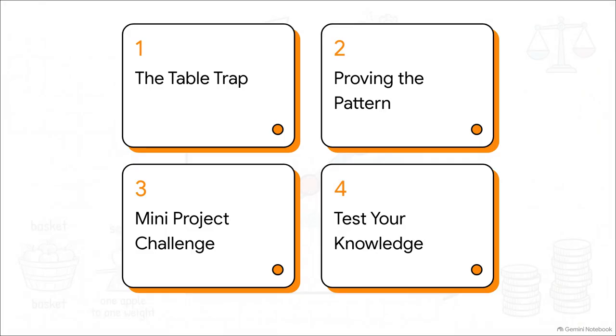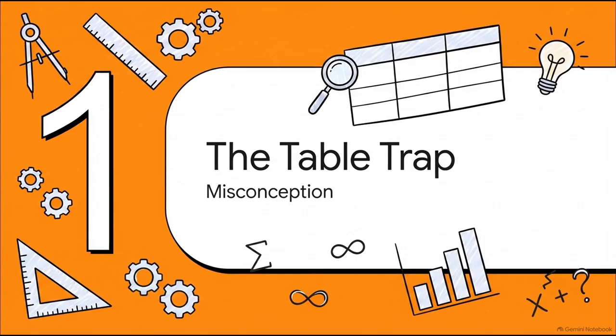Okay, here's our quick roadmap for mastering proportional relationships today. 1. Welcome to U07L04. 2. Misconception, the table trap. 3. Evidence, proving the pattern. 4. Application, mini project challenge. And finally, number 5, transfer, test your knowledge. Let's get right into it. Starting with Section 2, Misconception, the table trap.